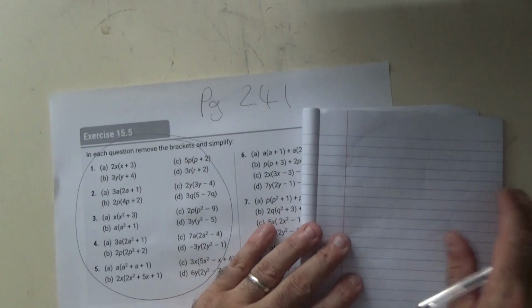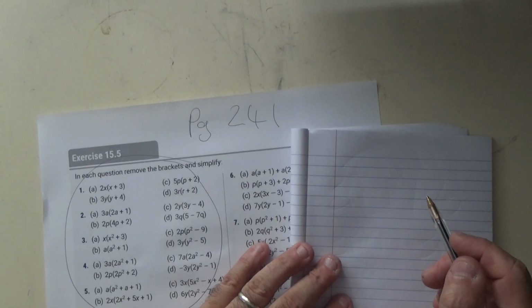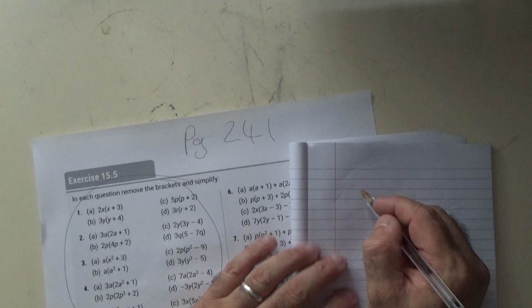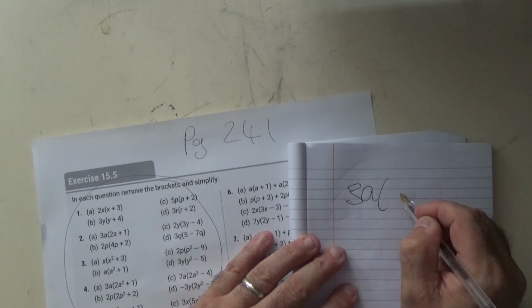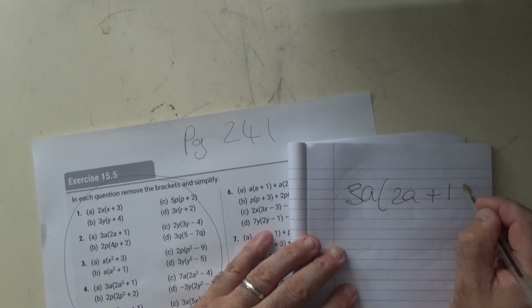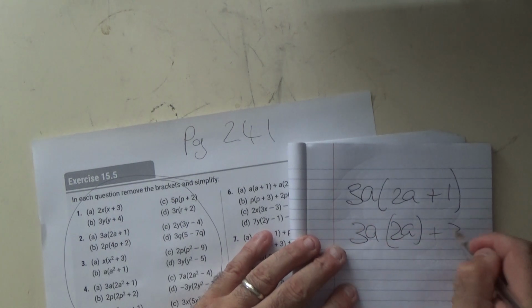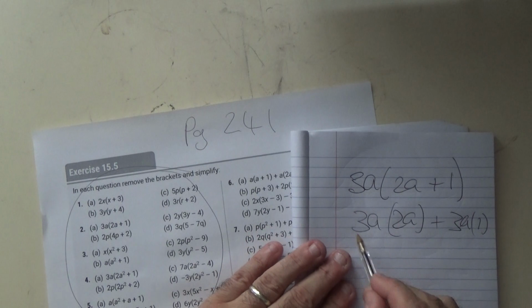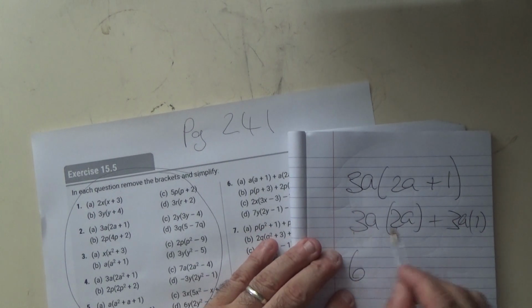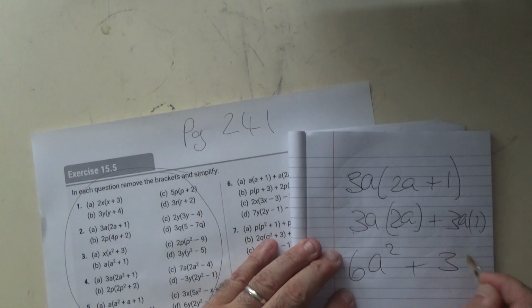Okay, moving on to question 2. 3a times 2a plus 1. 3a times 2a plus 3a times 1. 3 2s is 6, not 5. A by a is a squared plus 3a.